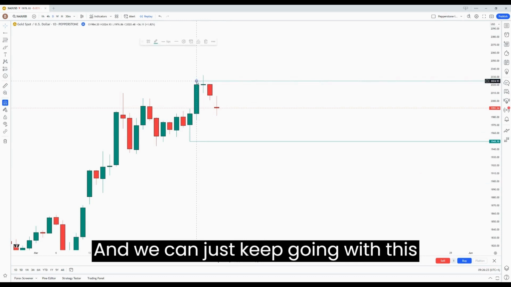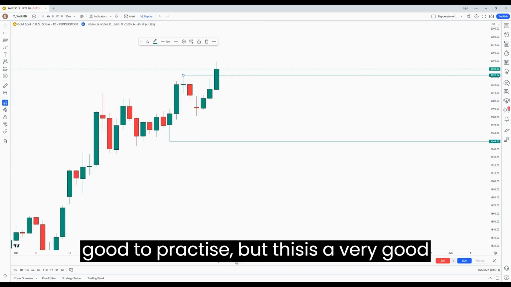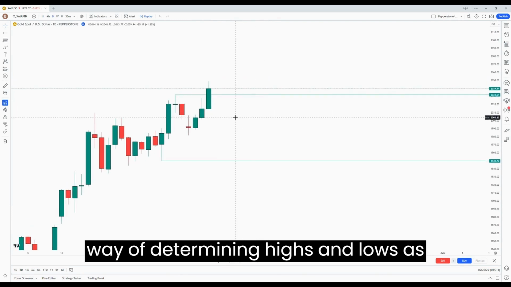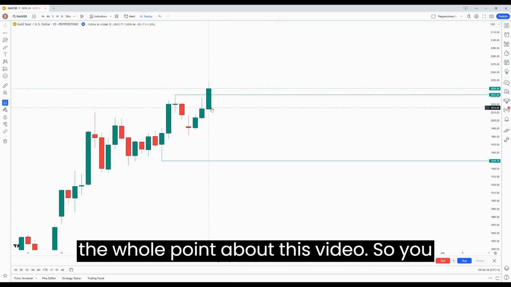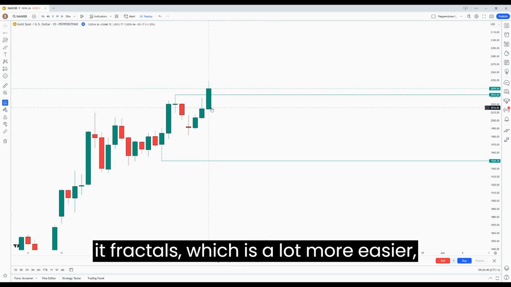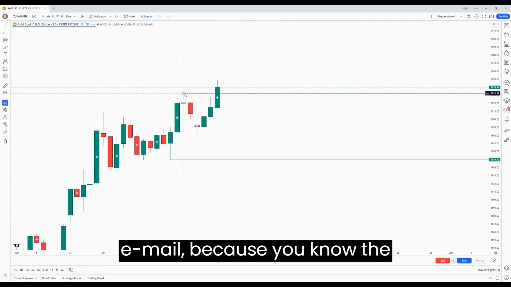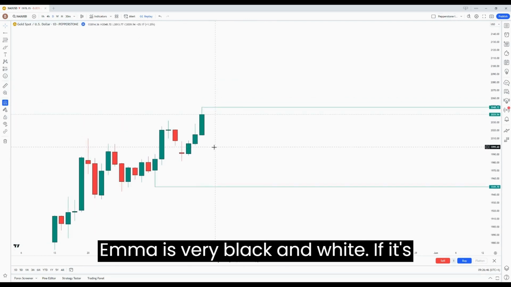And we can just keep going with this forever and ever. It's very good to practice. This is a very good way of determining highs and lows, as well as determining the trend, which is the whole point of this video. So you can either do it this way, or you can do fractals, which is a lot easier, or the easiest of them all is an EMA, because the EMA is very black and white.